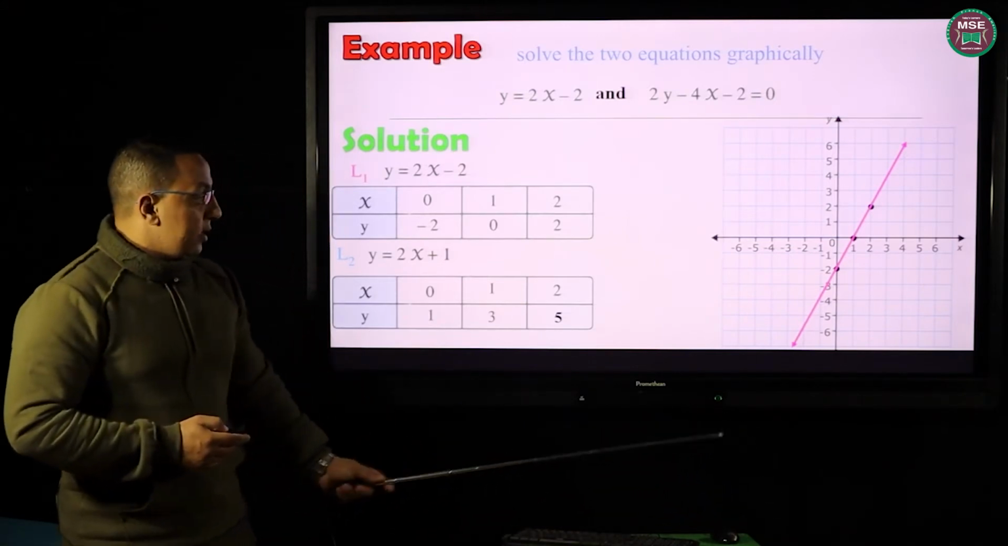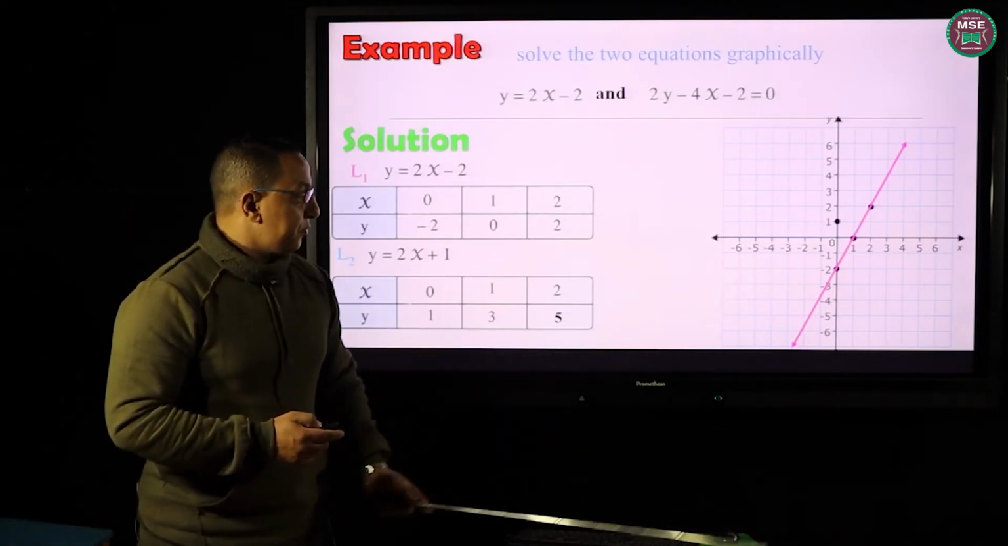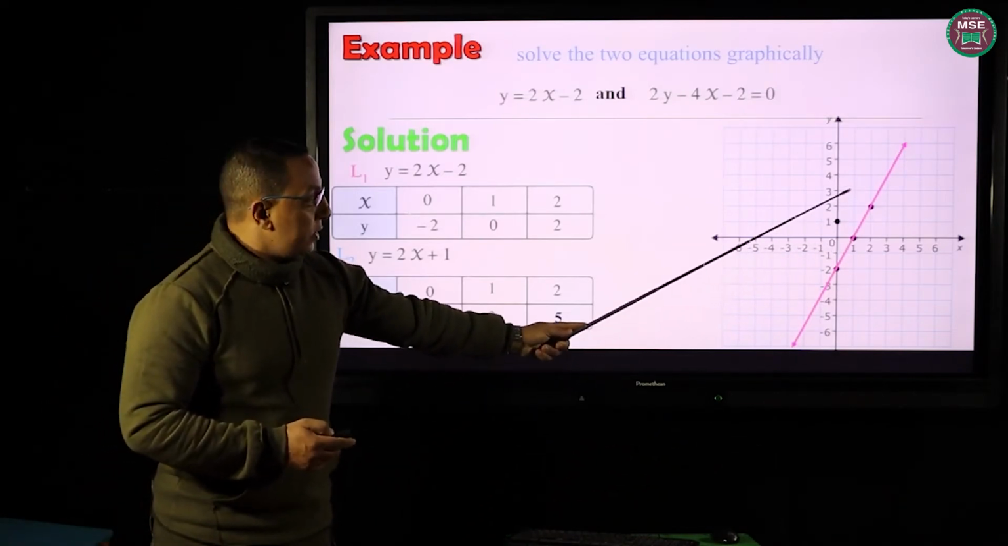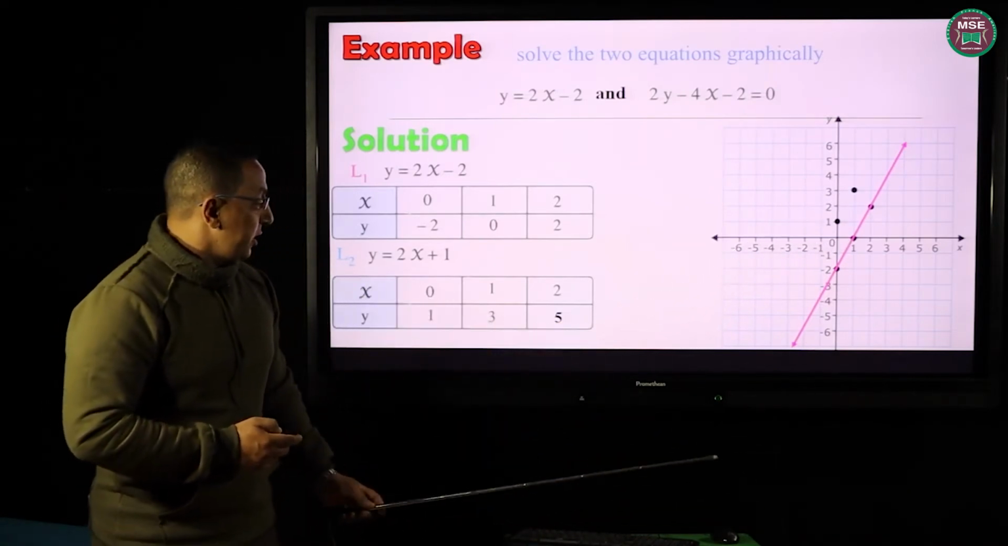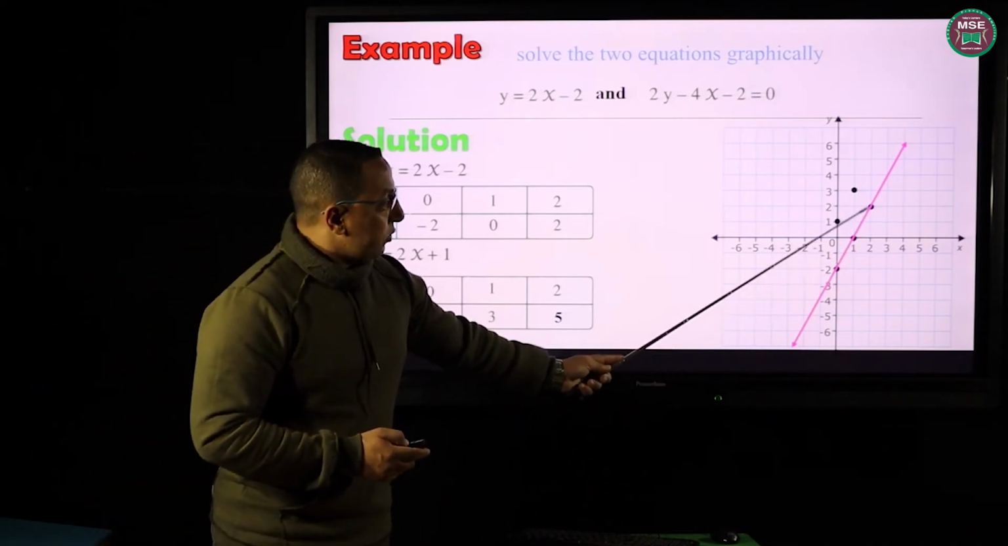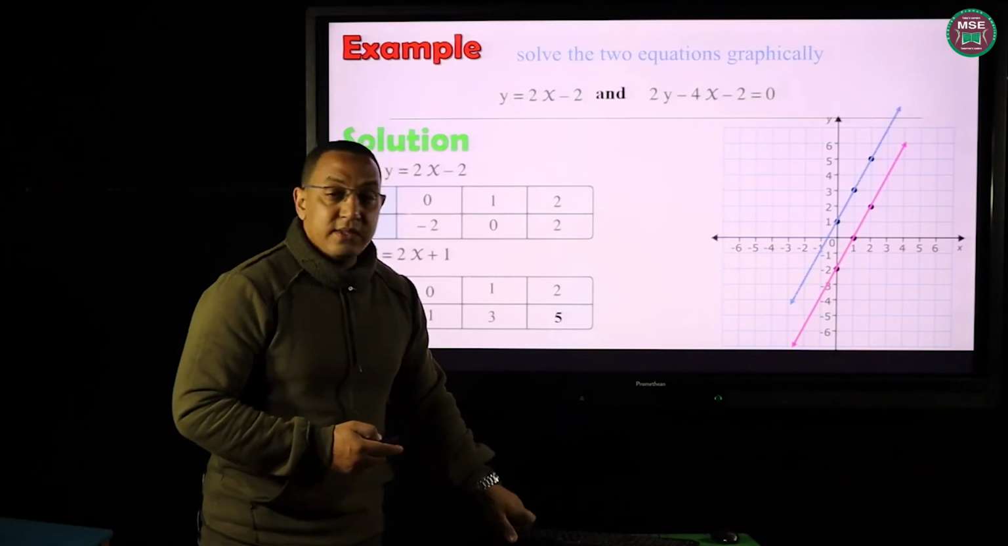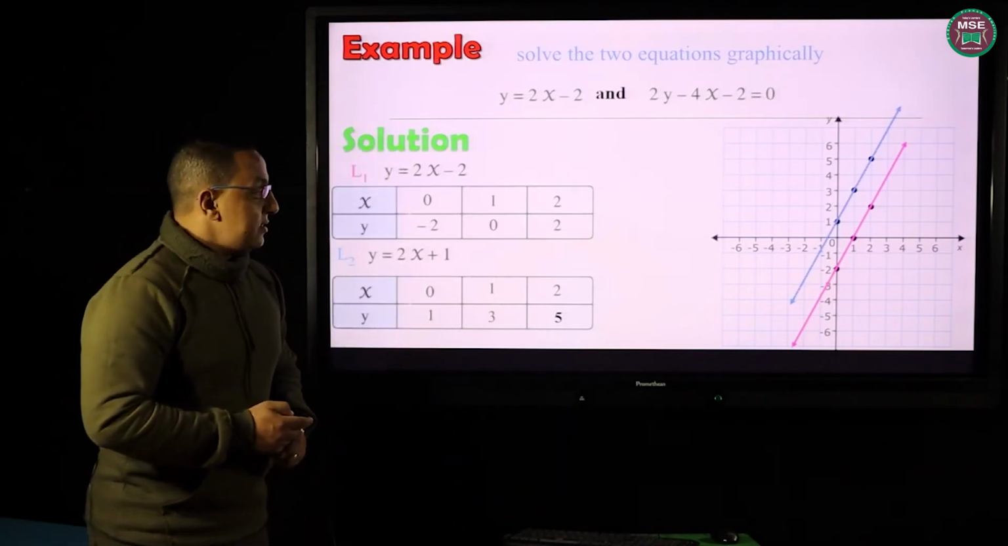0 and 1 lie here at this position. 1 and 3: go right to 1 and go up to 3 in this position. 2 and 5: 2 and go up to 5 in this position. And then I'm going to connect the 3 points like this.